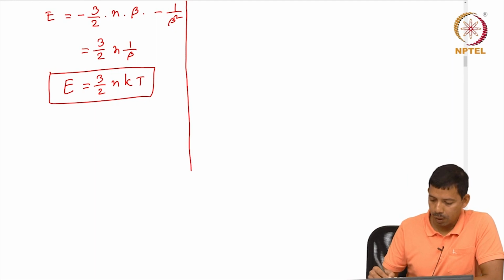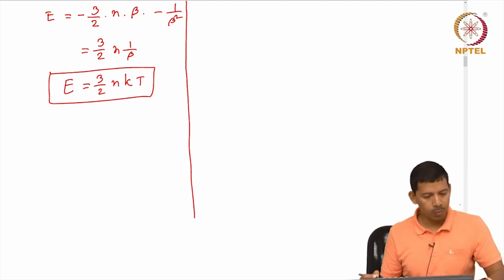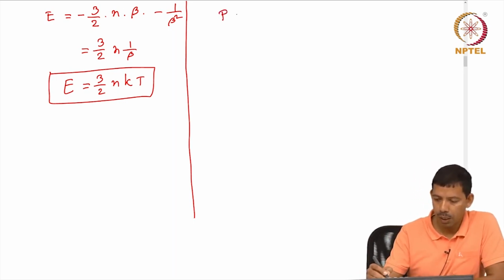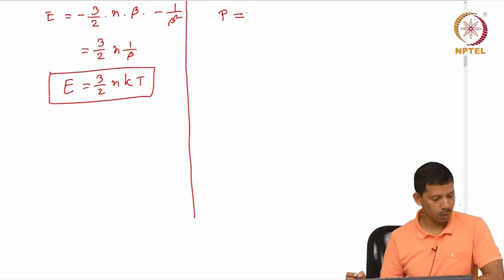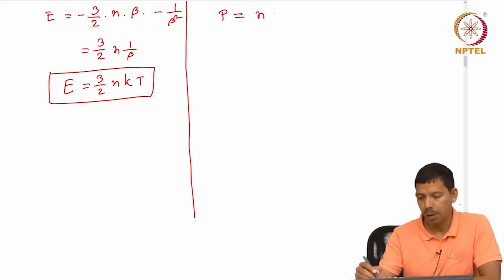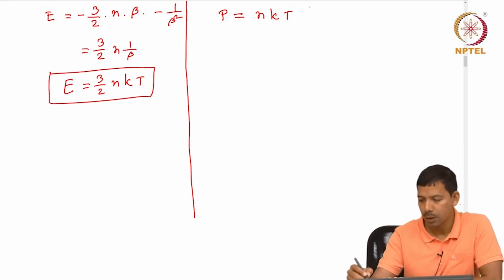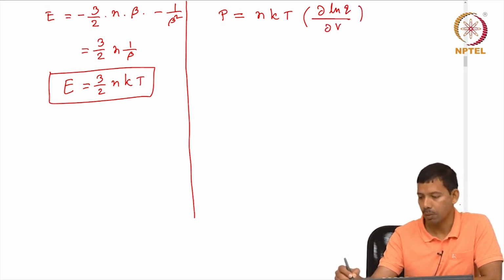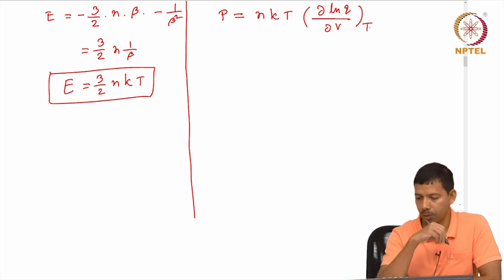What is the pressure of this system? Pressure, as you know from your thermodynamic law, and which we already have used to get the relation with the partition function, we got P is equal to N kT del ln Q by del V at constant temperature. We got it a few slides back.